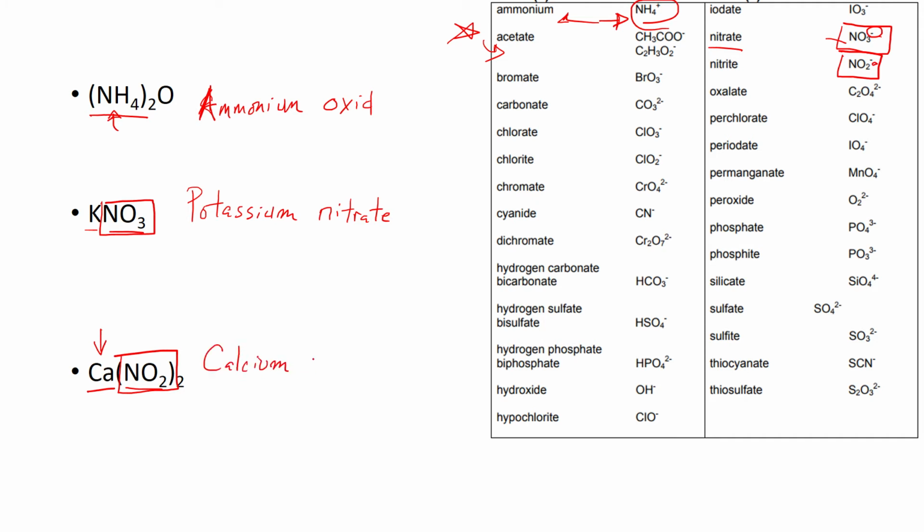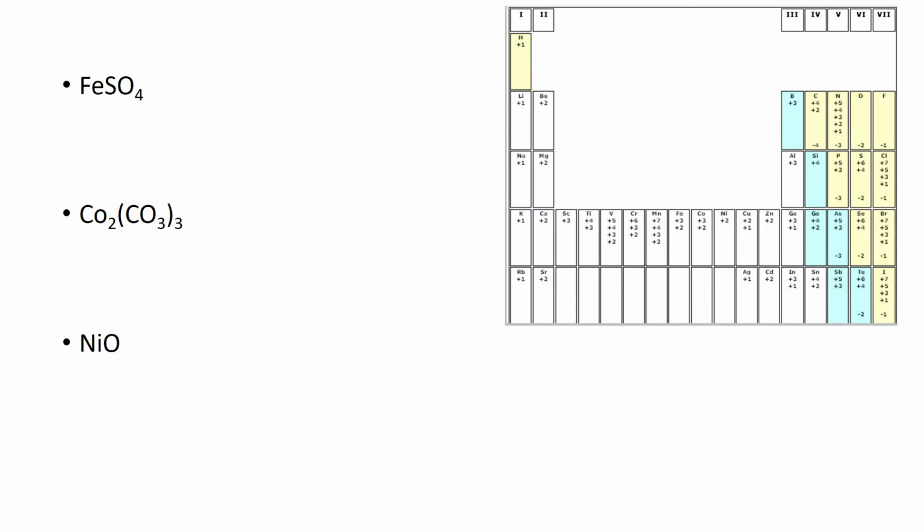And then NO2 minus is a nitrite. So this becomes potassium nitrite. Notice that I didn't need to deal with any of the charges or anything. That's not what we're doing right now. We're just putting it into words, right? Done.